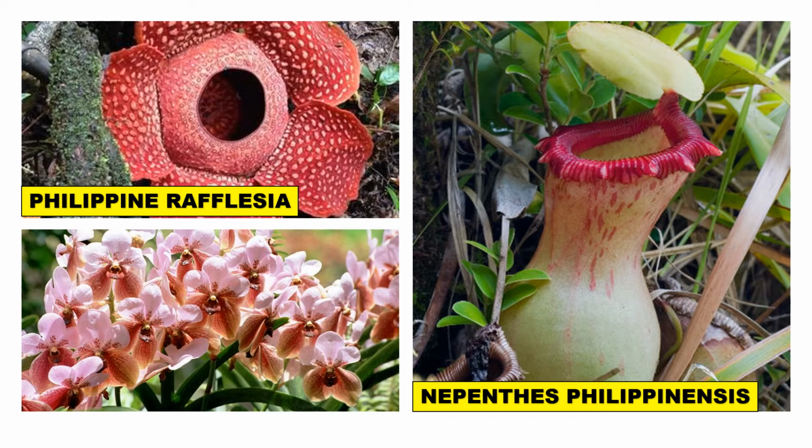It is known from Palawan and the neighboring Calamian Islands including Busuanga, Coron, Culion, and Linapacan, where it grows at 0 to 600 meters or 2,000 feet above sea level.